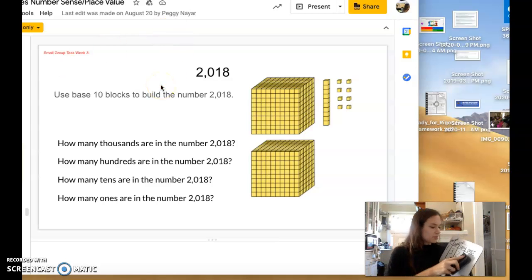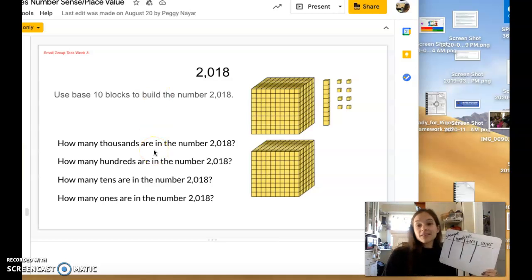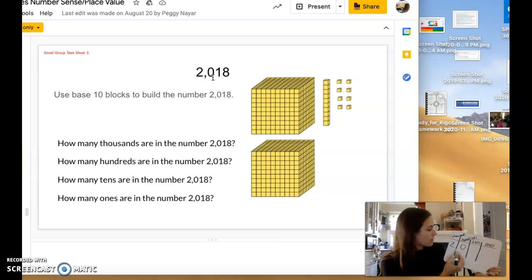We're going to do one more example. Okay, so we have the number 2,018. And we don't have enough base 10 blocks to build it, so we're going to use this picture to help us. How many thousands are in the number 2,018? 2. There are 2 thousands. Do you see those 2 big cubes? 1, 2. How many hundreds are there? Well, if we look, are there any flats? And is there a digit in the hundreds place? No. But there are actually 20 hundreds in this number.